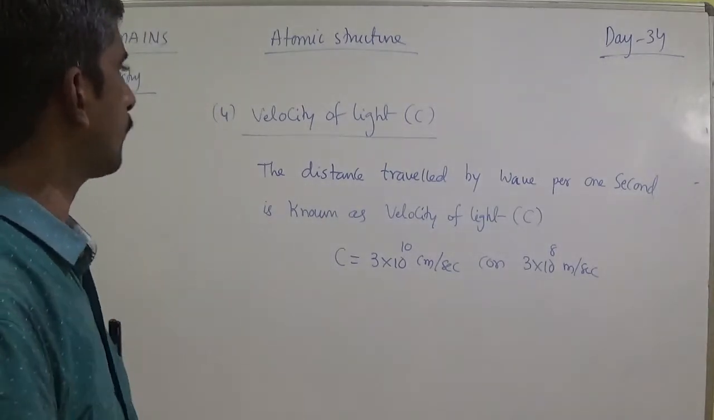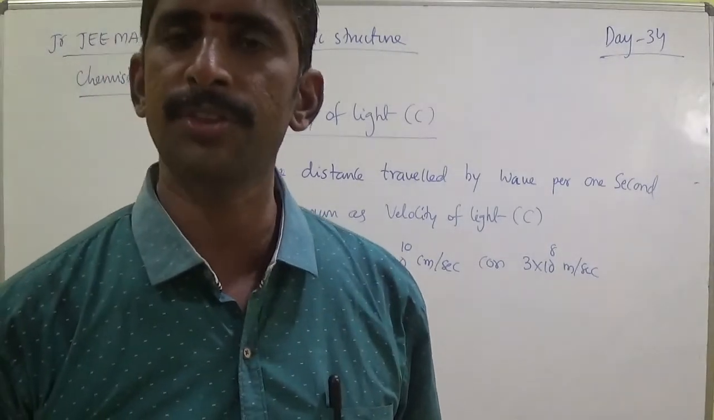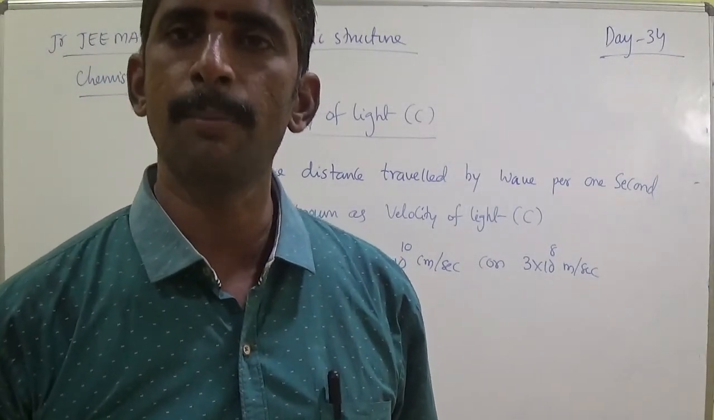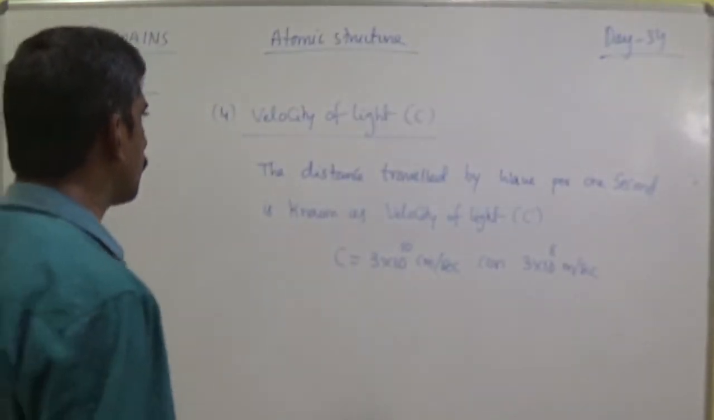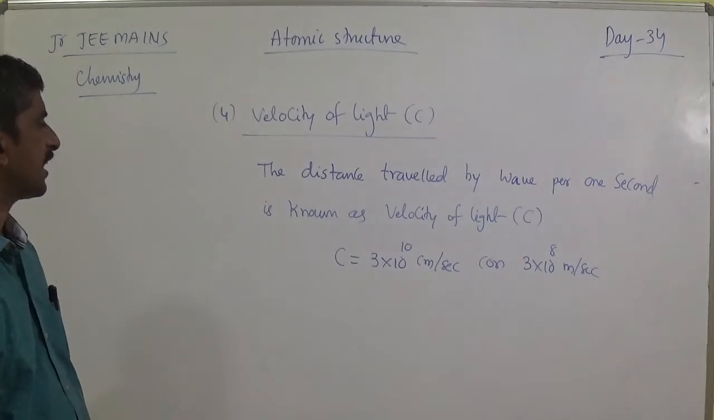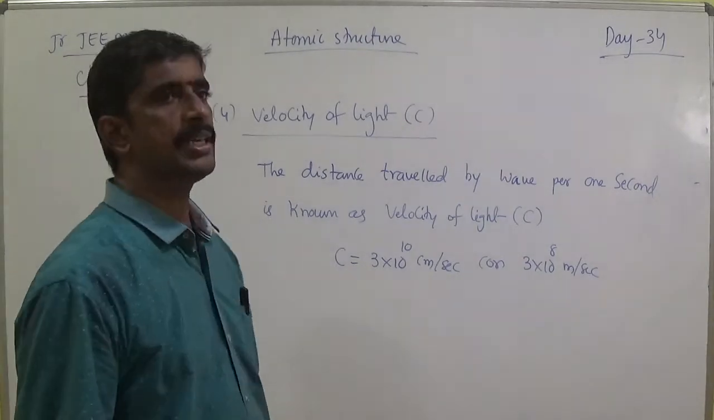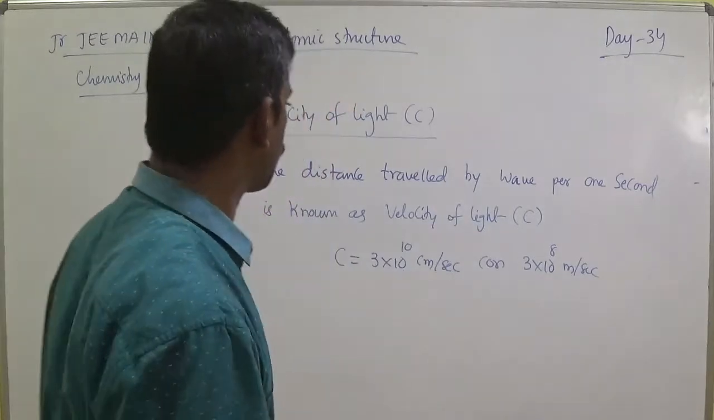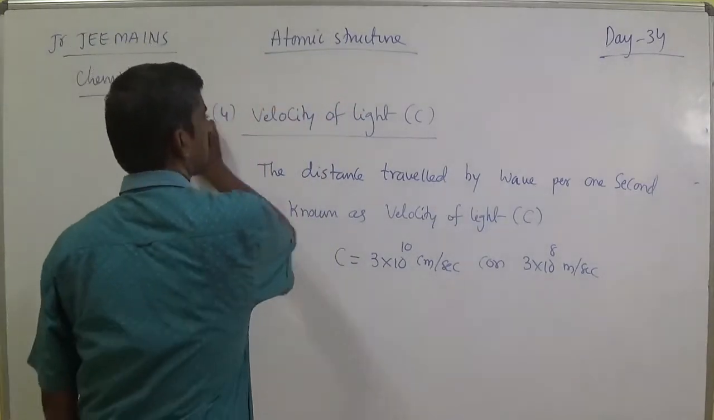So a wave has 4 important characteristics: wavelength, frequency, wave number and velocity of light. The distance travelled by a wave per 1 second is known as velocity of light, denoted by the symbol C. C equal to 3 into 10 to the power 10 centimeter per second or 3 into 10 to the power 8 meter per second. Okay, next.